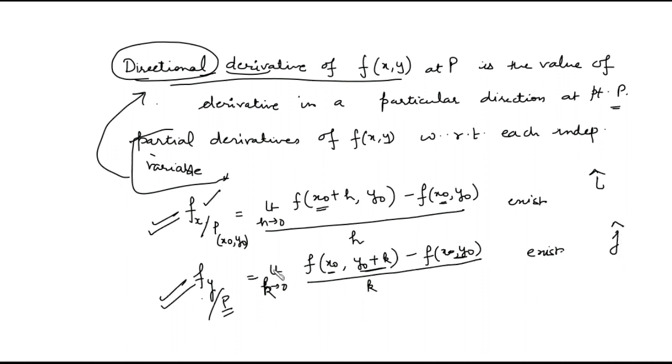But if we want to find out the value of derivative of the function at any point in a particular direction u cap, we have to change both the variables. We cannot fix both the variables x and y. We have to change both the variables. Now just see what is this directional derivative.